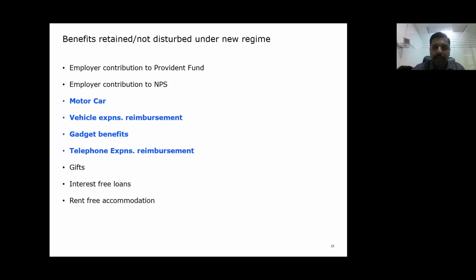So if you have these benefits in your payroll, even if the employee has opted for new regime, you need to verify whether he has provided proof with respect to these deductions or these expenses, and accordingly consider them for the payroll processing.